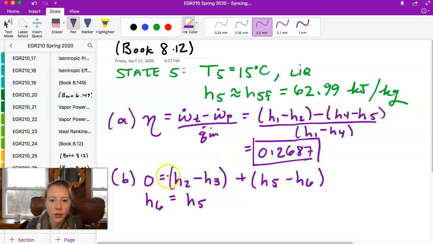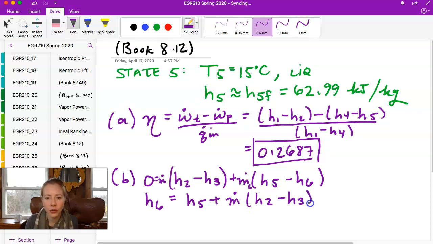And H6 is going to be equal to H5 plus, oh, actually, let's not lose our m dots because these are different masses. I got ahead of myself with my assumptions. So this is m dot for the water going through the power plant, and this is m dot for our cool water. So those are two different streams, so they're different mass flows. So H6 is going to equal H5 plus m dot times H2 minus H3 divided by m dot C.